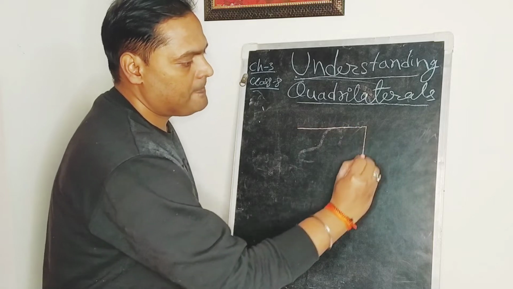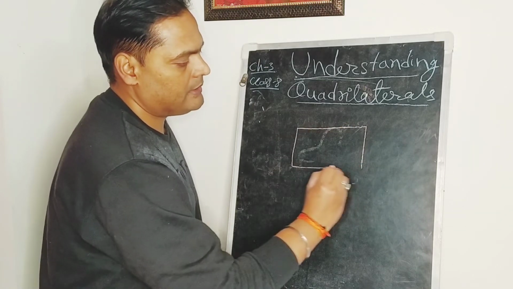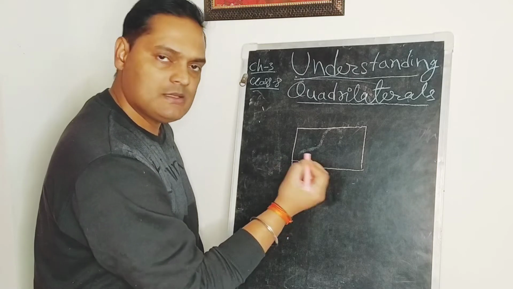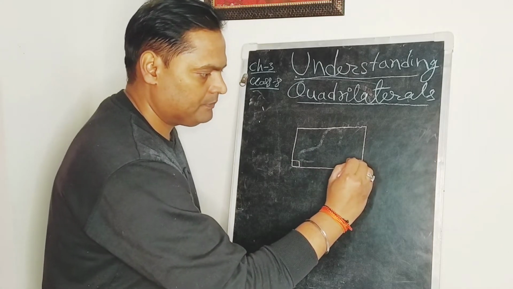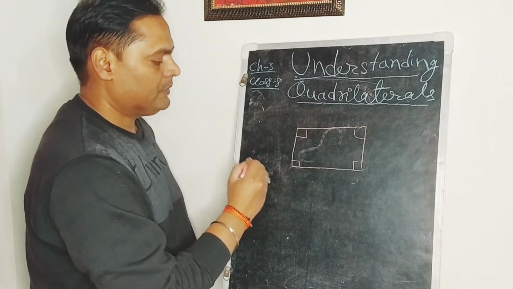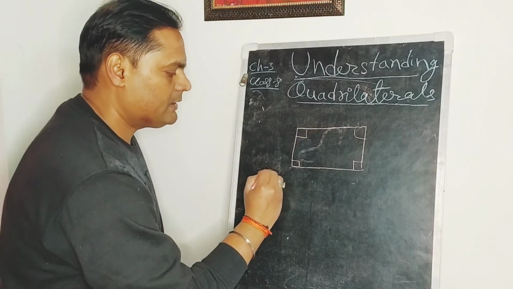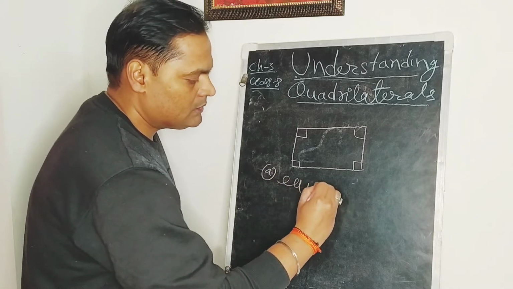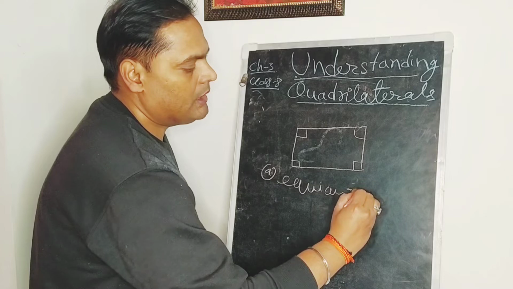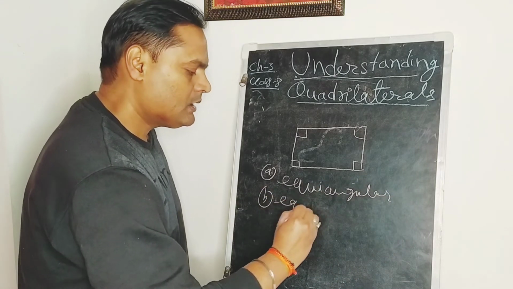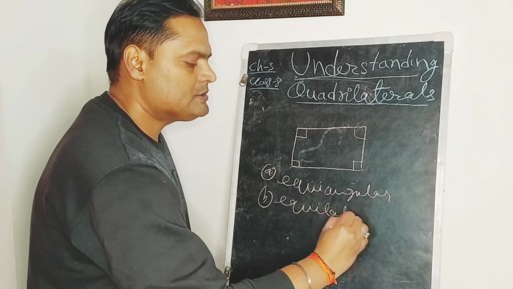For example, if I draw a rectangle, here the angles are equal, like 90 degrees and 90 degrees. So what we have here are the two conditions: one is equiangular and the second one is equilateral.